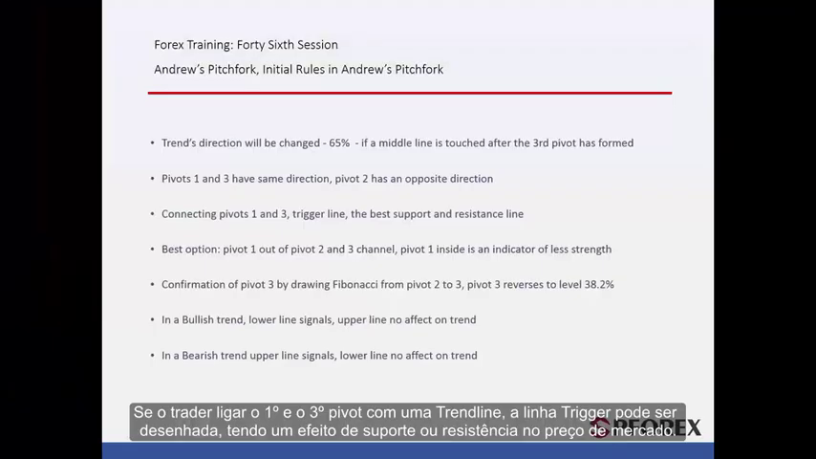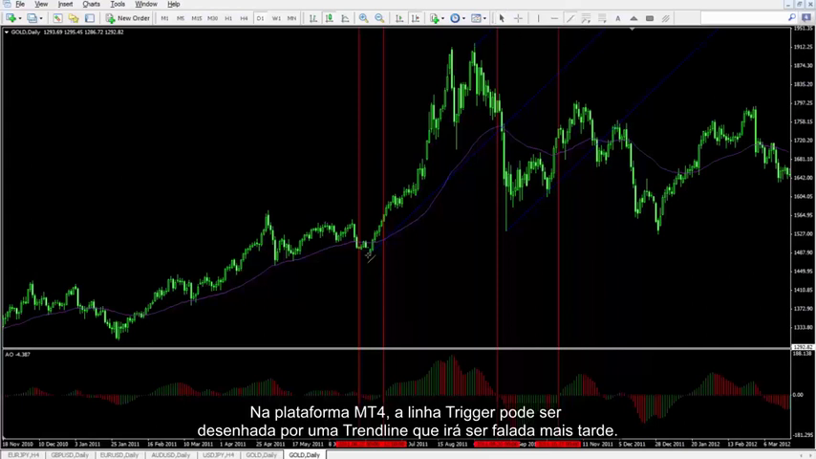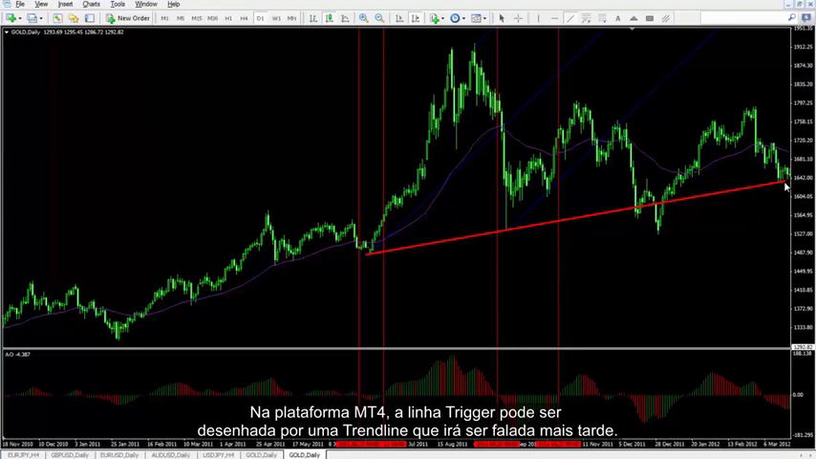If a trader connects the first and third pivots with a trend line, a trigger can be formed which has a support or resistance effect on the market price. On the MetaTrader 4 platform, a trigger line can be drawn by a trend line that will be discussed later.